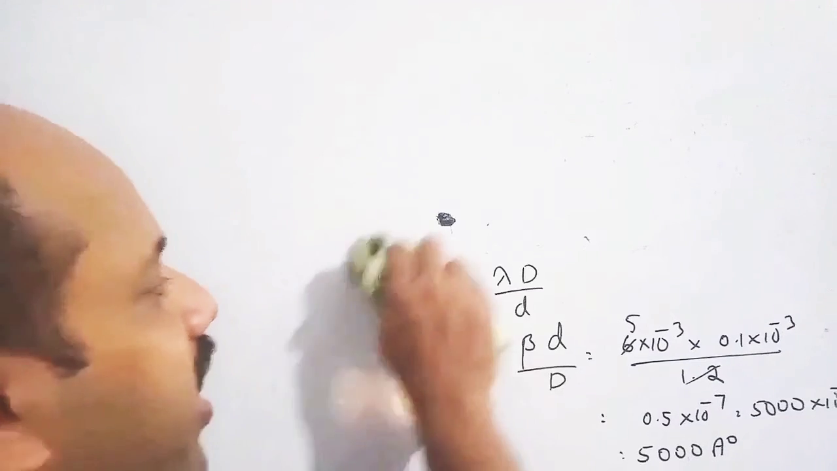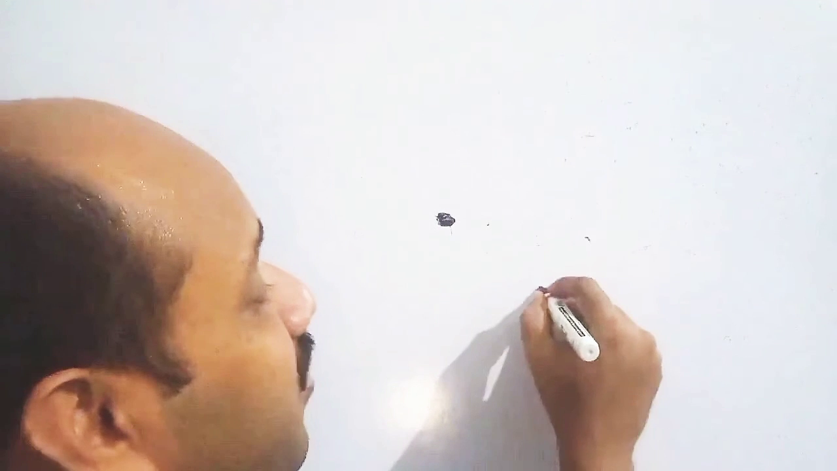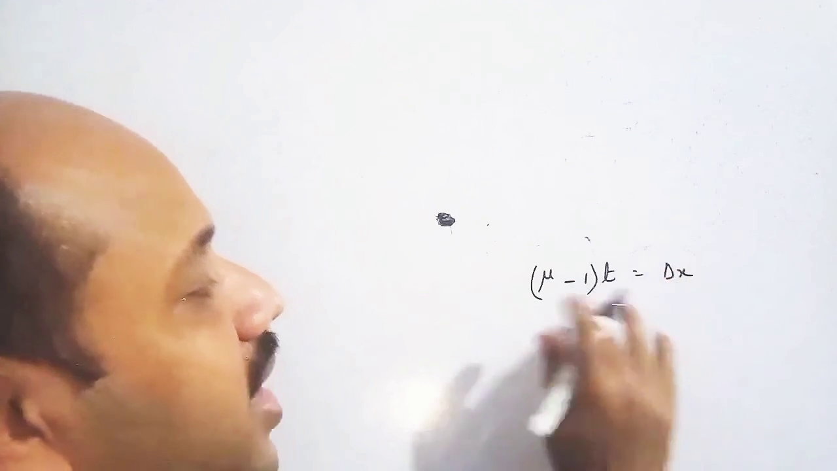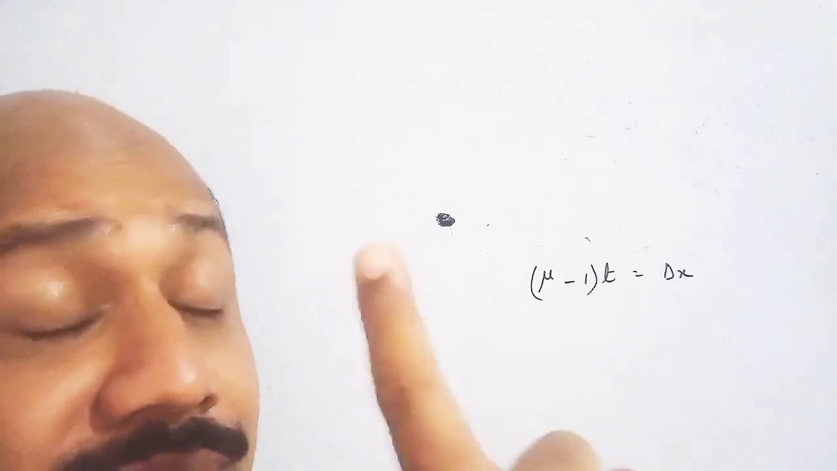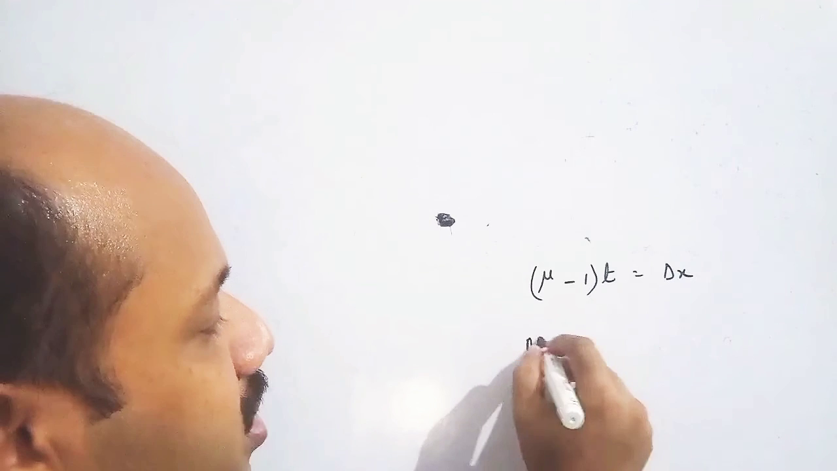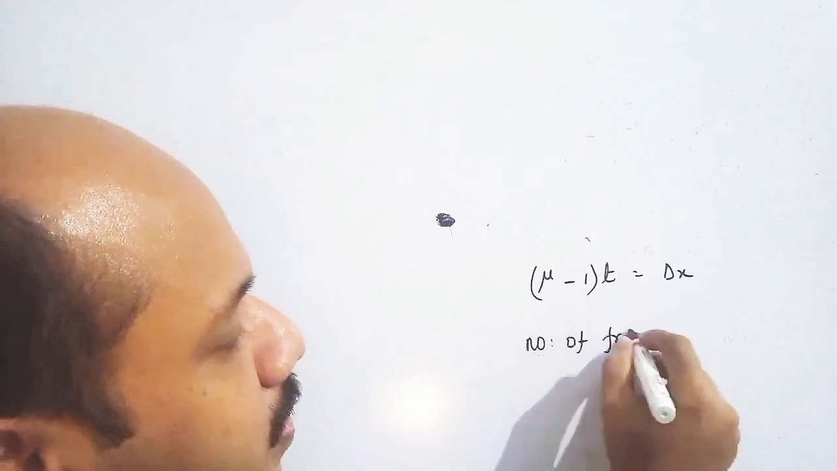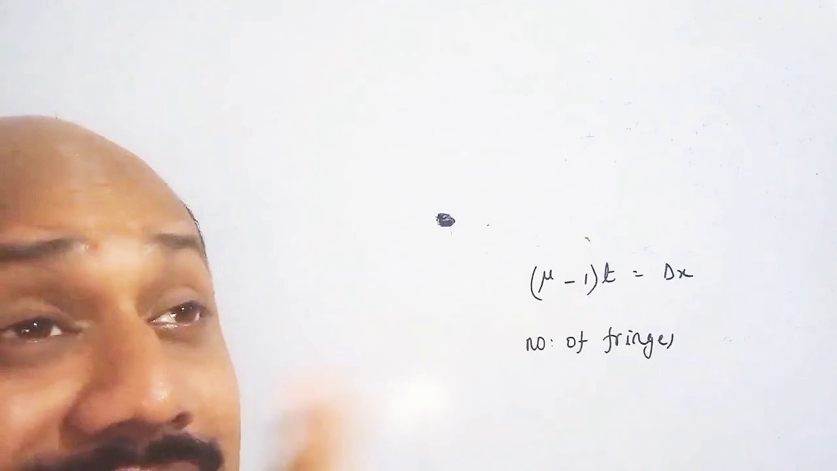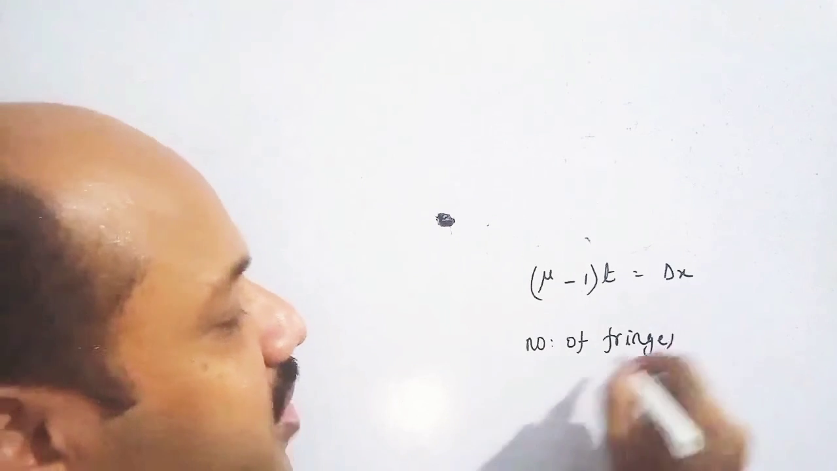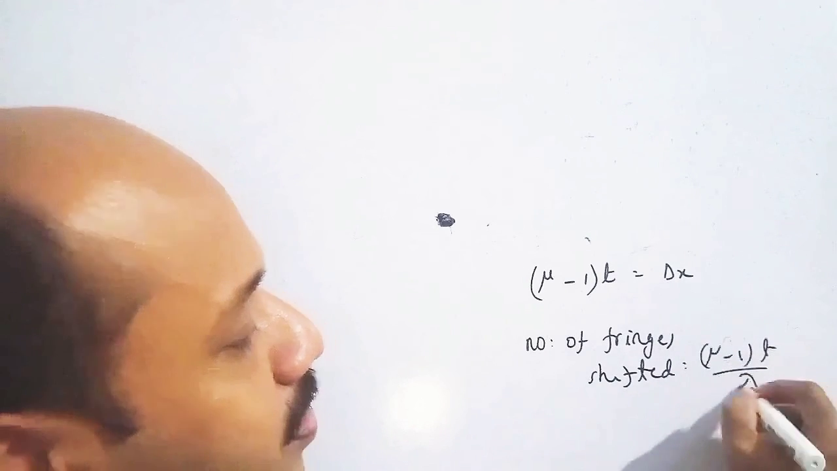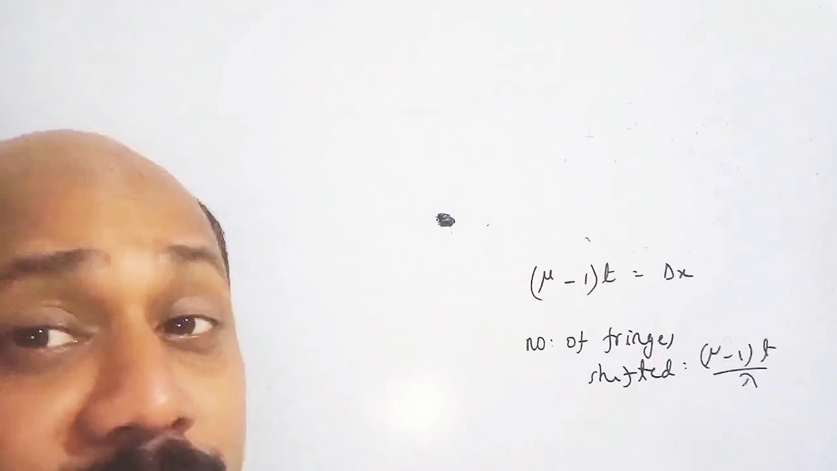Look, we know that when a thin sheet of refractive index mu and thickness T is introduced, the path difference delta x is mu minus 1 into T. Now, the number of fringes shifted, when a transparent sheet is inserted in front of one of the slits, is equal to mu minus 1 T divided by lambda. Right, these are the two equations you remember, I think.